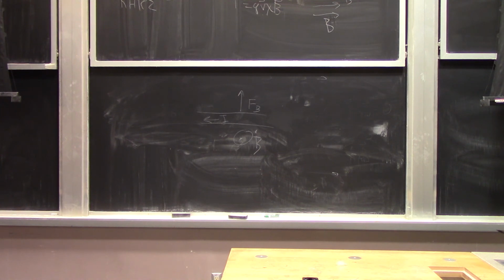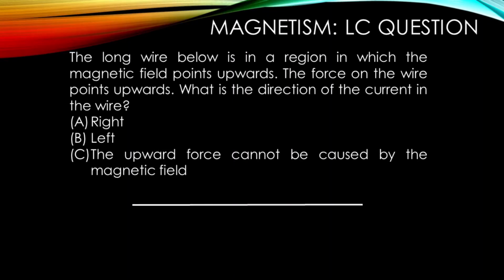Okay, this one says the long wire below is in a region in which the magnetic field points upwards. The force on the wire points upwards. What is the direction of the current in the wire? Go ahead and talk about this one.